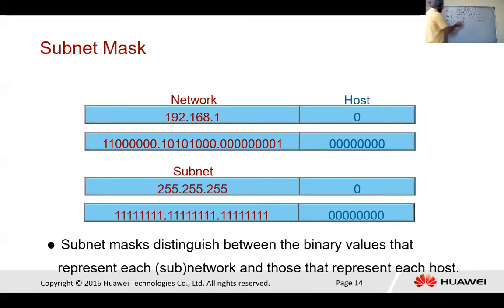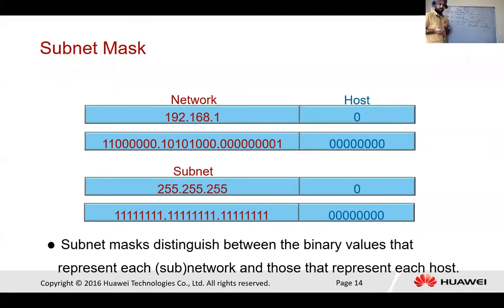Next is class B. The default subnet mask of class B is 255.255.0.0. In this case, we have two octets for the network ID and two for the host ID: host ID 1 and host ID 2.